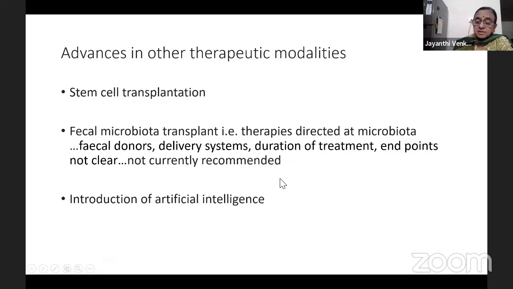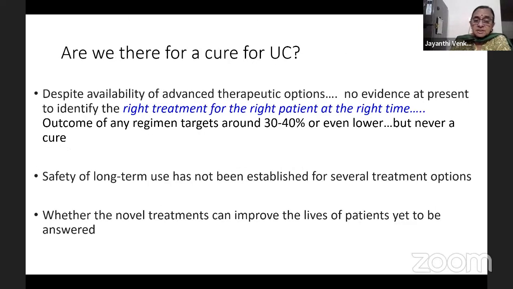And finally, with artificial intelligence coming along for many medical disorders, I think there may be a role for this as well in management of our patients. So are we heading towards a cure for ulcerative colitis? I think not as yet, because despite the availability of so many drug options, we are still not able to identify the right treatment for the right patient at the right time.